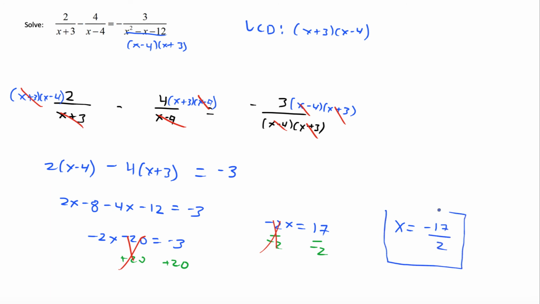Now we know that if you plug this back into the original problem, we're not going to get a zero denominator. That's good. So assuming we haven't made any mistakes, which we haven't, when we plug this back into the original problem, we do not get a zero in the denominator. So what does that tell us? It tells us that this is a good answer.